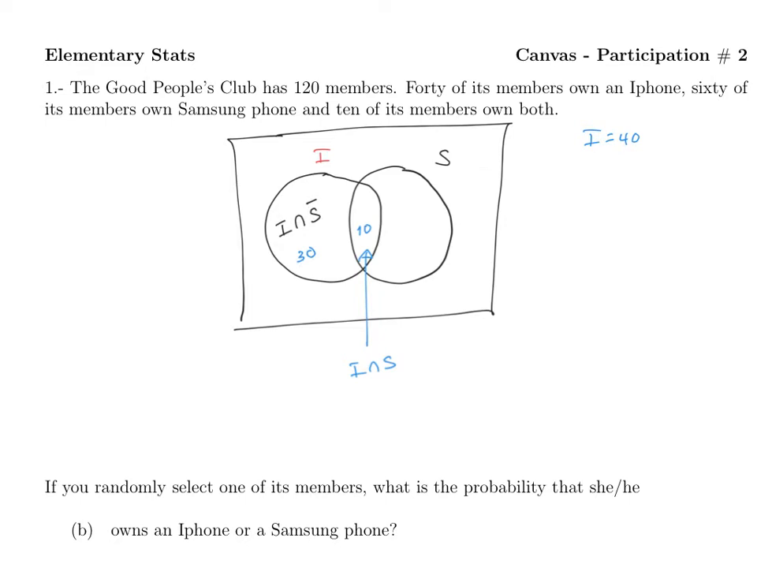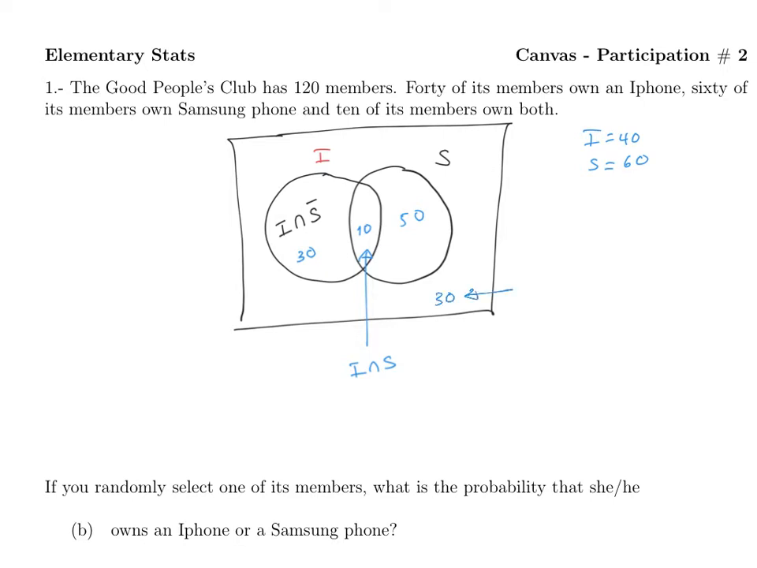And then in the same way, there are 60 people that have a Samsung. So therefore, this has to be 50. Also, total, remember, is 120. So this is 60, this is 90. So that means that outside you have 30 people.